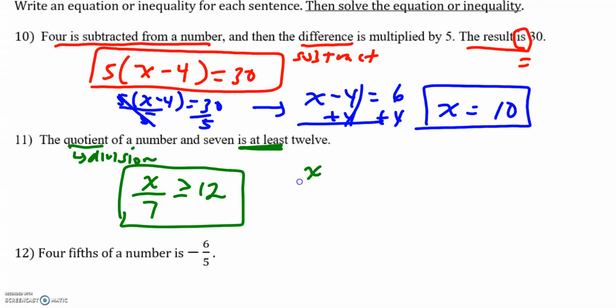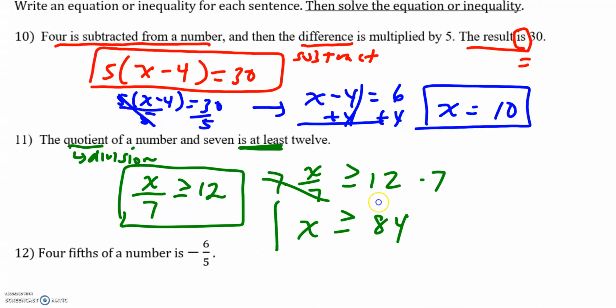So this would be the answer for my inequality. If I wanted to actually solve that, the only thing I'd have to do is multiply both sides by 7. I'm not multiplying by a negative, so it would just be x is greater than or equal to 84. And I did not ask you to graph it, just what the final answer is.